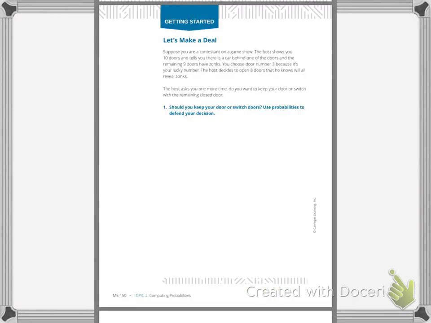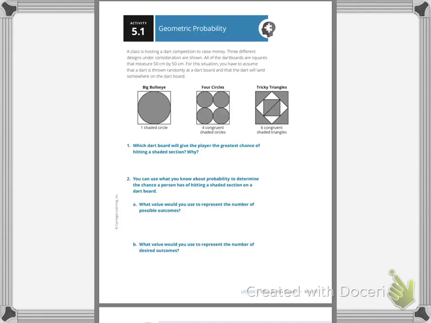Okay, so then how does this relate to probability? We're going to skip this, make a deal, and go straight into it here. So it says the class is hosting a dart competition to raise money. 3 different designs under consideration are shown. All of the dartboards are squares that measure 50 by 50, so we're going to have to use that in a little bit. For this situation, you have to assume that a dart is thrown randomly at a dartboard, and the dart will land somewhere on the dartboard.